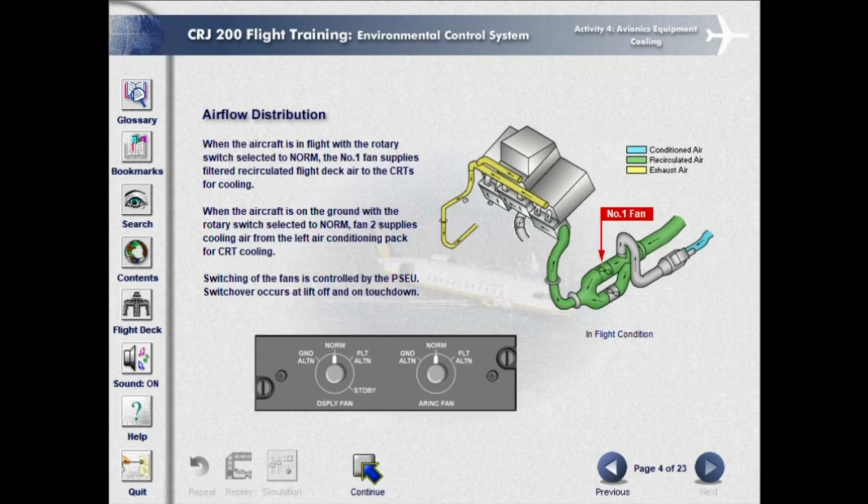Airflow distribution. When the aircraft is in flight with the rotary switch selected to normal, the number 1 fan supplies filtered recirculated flight deck air to the CRTs for cooling. When the aircraft is on the ground with the rotary switch selected to normal, fan 2 supplies cooling air from the left air conditioning pack for CRT cooling. Switching of the fans is controlled by the PSEU. Switchover occurs at liftoff and on touchdown.